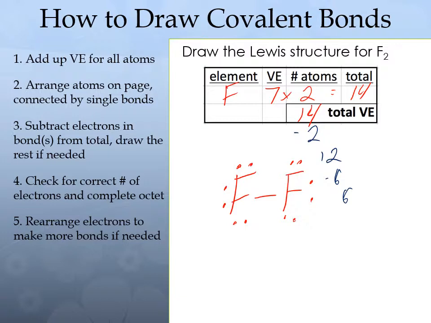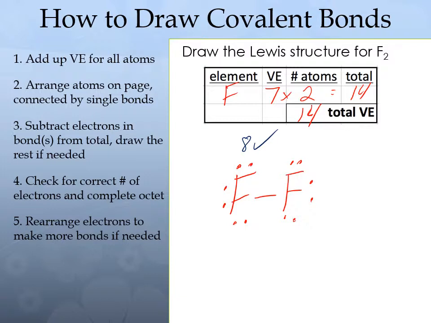Step 4 says check we have the correct number of electrons. We do. We now need to just check if everybody has a complete octet, see if everybody's happy. Most elements again want 8 valence electrons, so the fluorine on the left here has 1, 2, 3, 4, 5, 6 electrons around it, plus the 2 that are in the bond. That counts as 8 on the left, so he's happy.